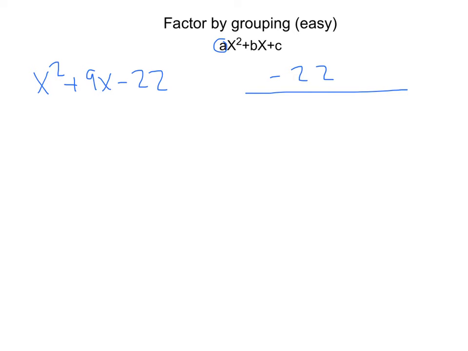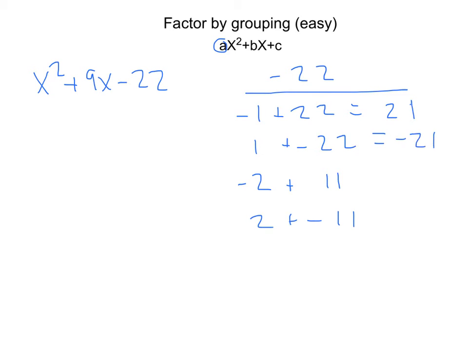So we're going to say we got a negative 1 and 22. We got a 1 and a negative 22. Like I said, I always try and write it this way. We got a negative 2 and 11, and then a 2 and negative 11. So we add all these up. 21, negative 21, 9, and negative 9. Of course, we're looking for a positive 9, so these are going to be our winners for that one.